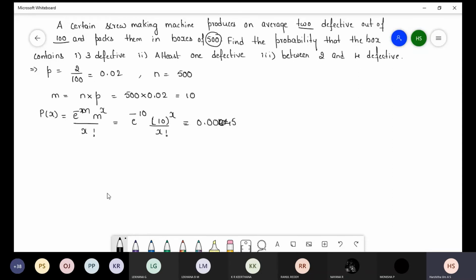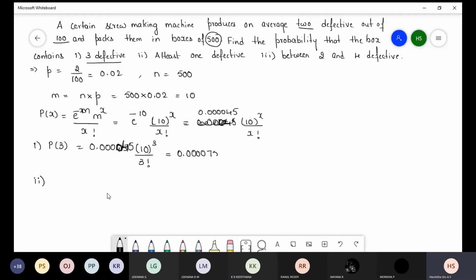Now here first one they asked 3 defective. So P of 3. Here e power minus 10 is 0.000045, then 10 power 3 divided by 3 factorial. That gives 0.0077.